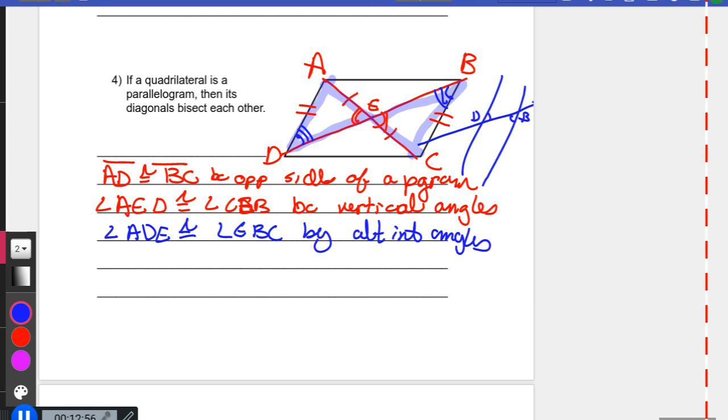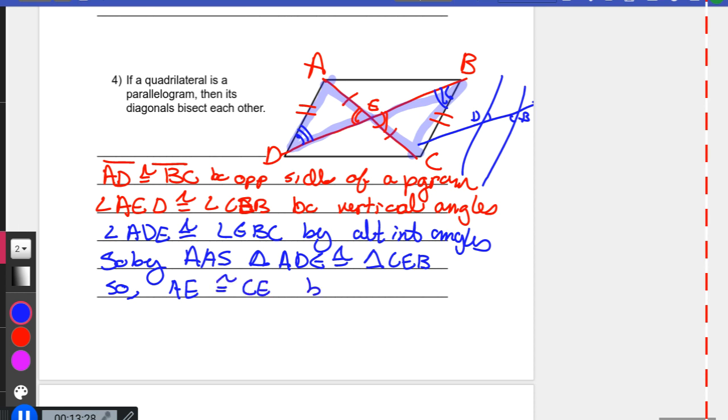So then those two triangles have to be congruent by, do we remember? Side angle angle or angle angle side. There's two angles on one side. Triangle ADE is congruent to triangle CEB. So AE is congruent to CE. How do you remember this one? By corresponding parts of congruent triangles being congruent.